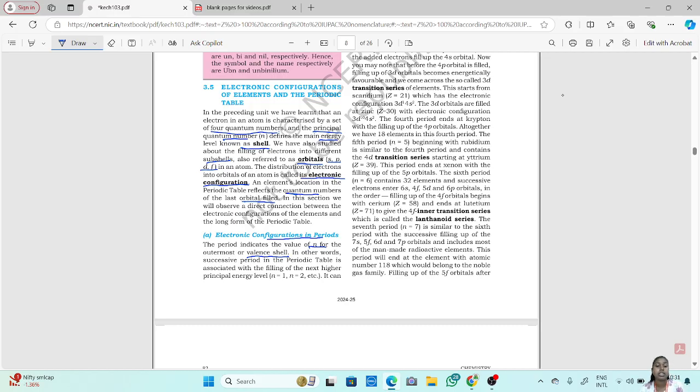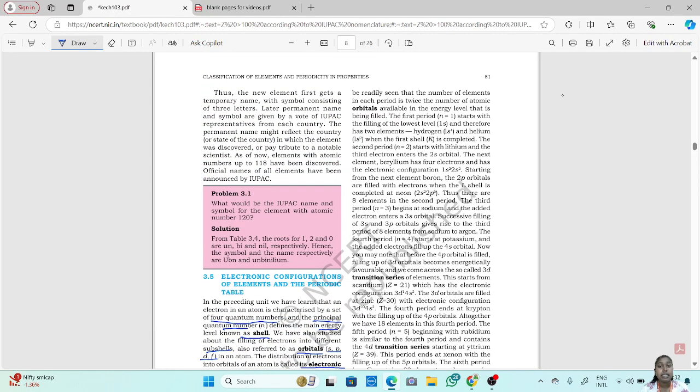So, what are periods? They are successive. It means in the first period only the first shell is filled. In the second period addition of the second shell takes place. In the third period addition of the third shell takes place. So it is a successive period in the periodic table which is associated with the filling of the next higher principal energy level, that is n is equal to 1, 2, 3, etc.